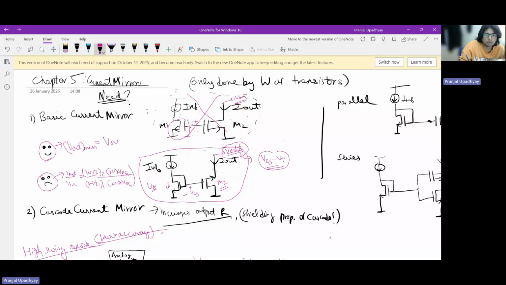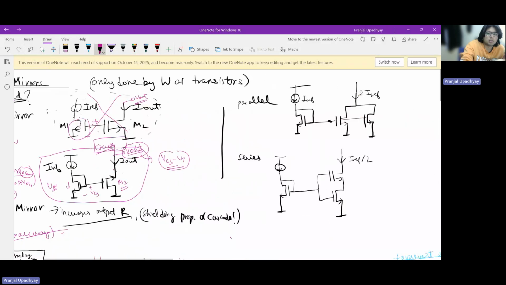Again, this VDS2 voltage can change since it is at this output node, which is basically floating, and the node voltage can change depending on the circuit connected here. So that's one issue with the circuit, which is accuracy: you won't be able to accurately mirror current from here to there. Great. So with that out of the way, now let us discuss some other basics.